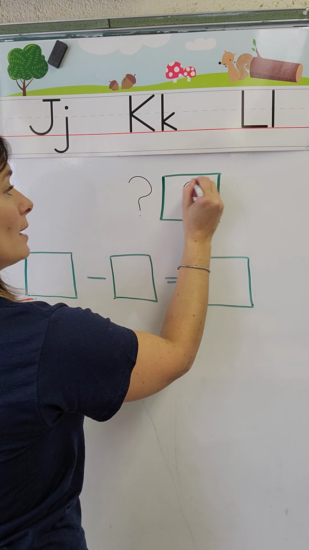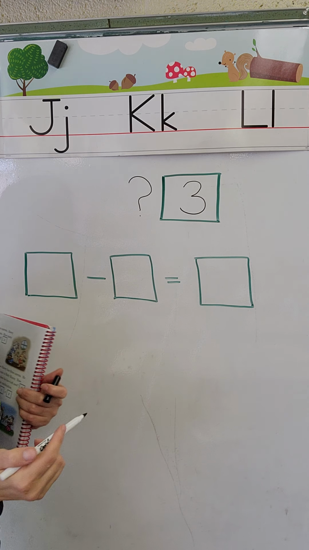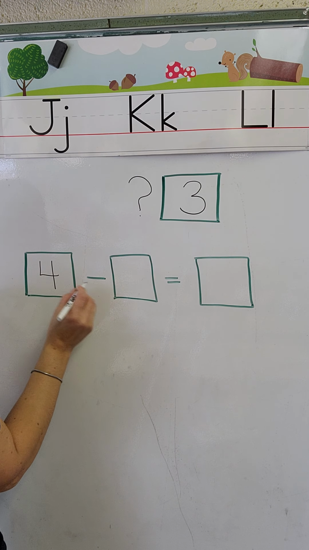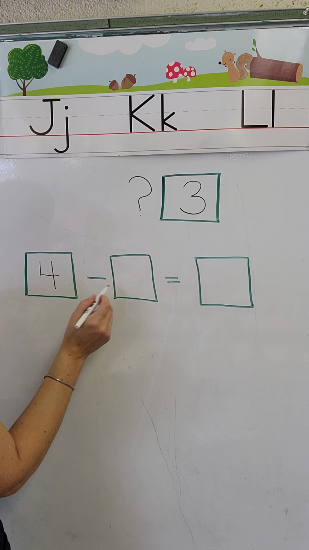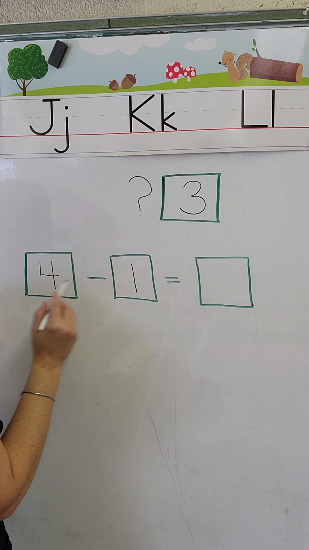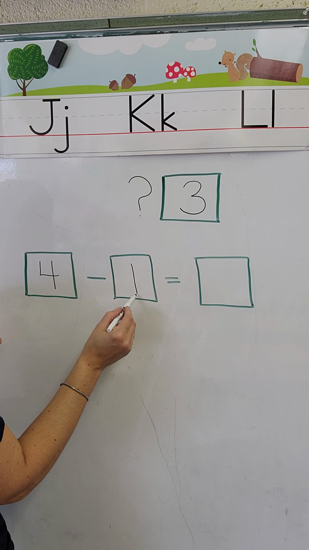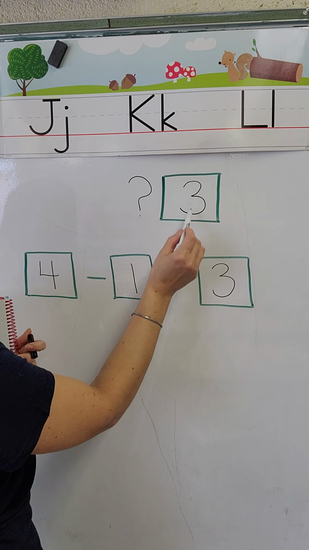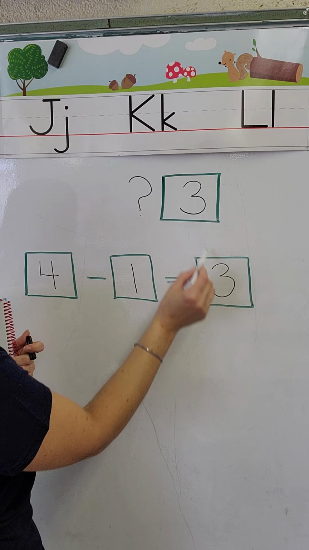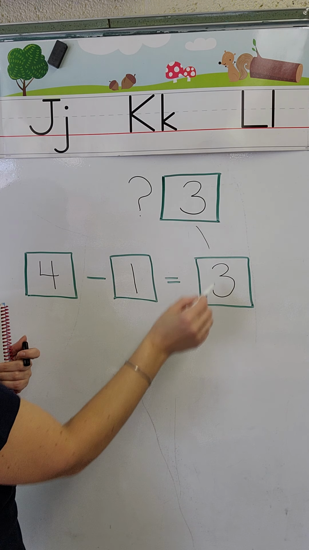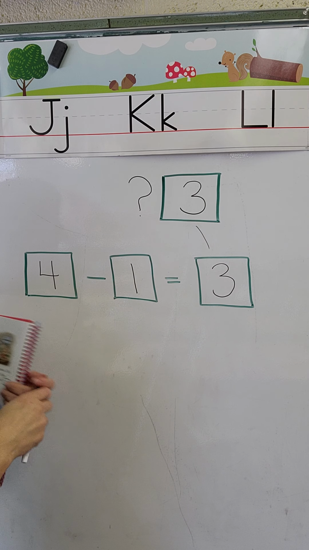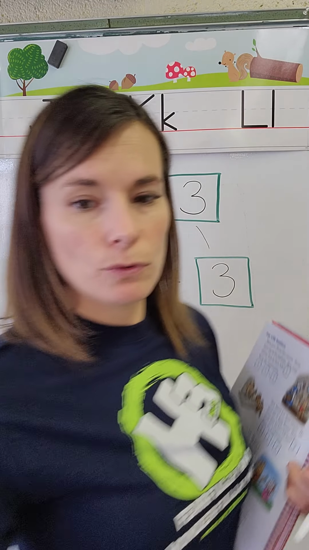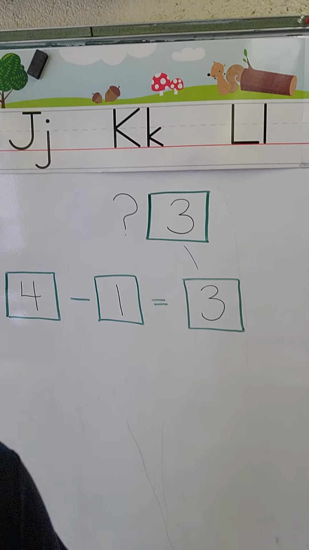Did you say 3? Because, and they ask you why, because he had 4 carrots. How many did he give away? 1 to the mailman. So he had 4. Take away 1. Now how many does he have? He has 3. We said that our floating box up here and our answer box down here should be the same number. 3 and 3. That's how I know I got it right. Okay? So, move on to the blue.